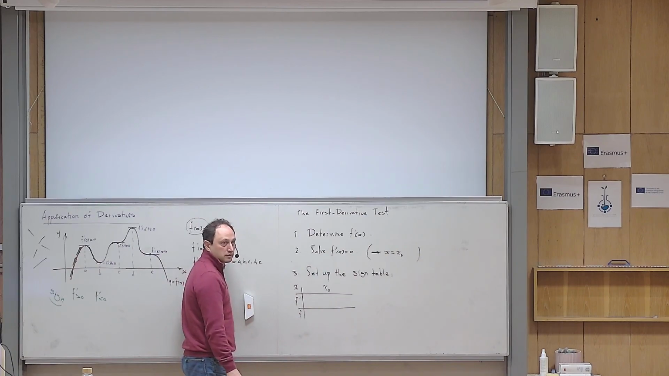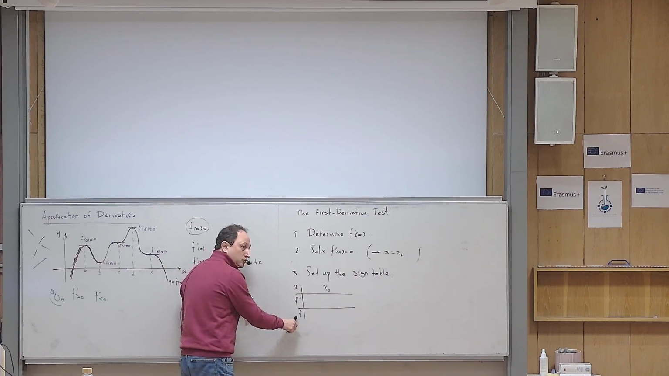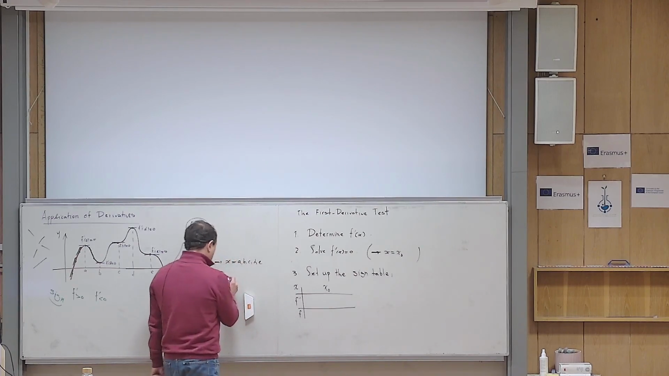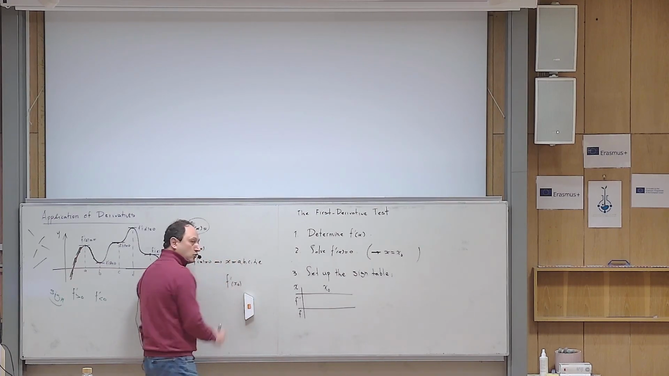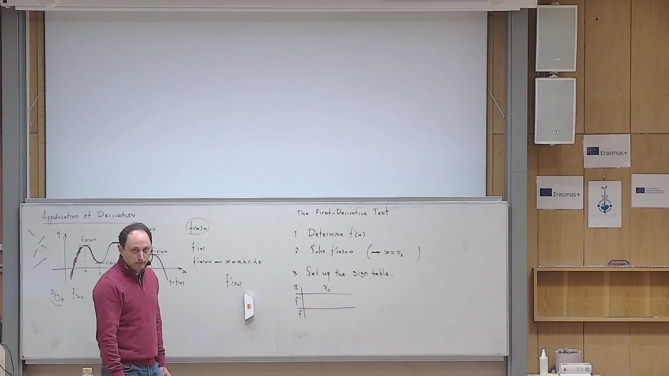What? F of x naught. No, f of x naught is the third row. F prime of x naught, sorry. Okay, but yes, you are right. F prime of x naught is more than that. What can I write instead of f prime of x naught?